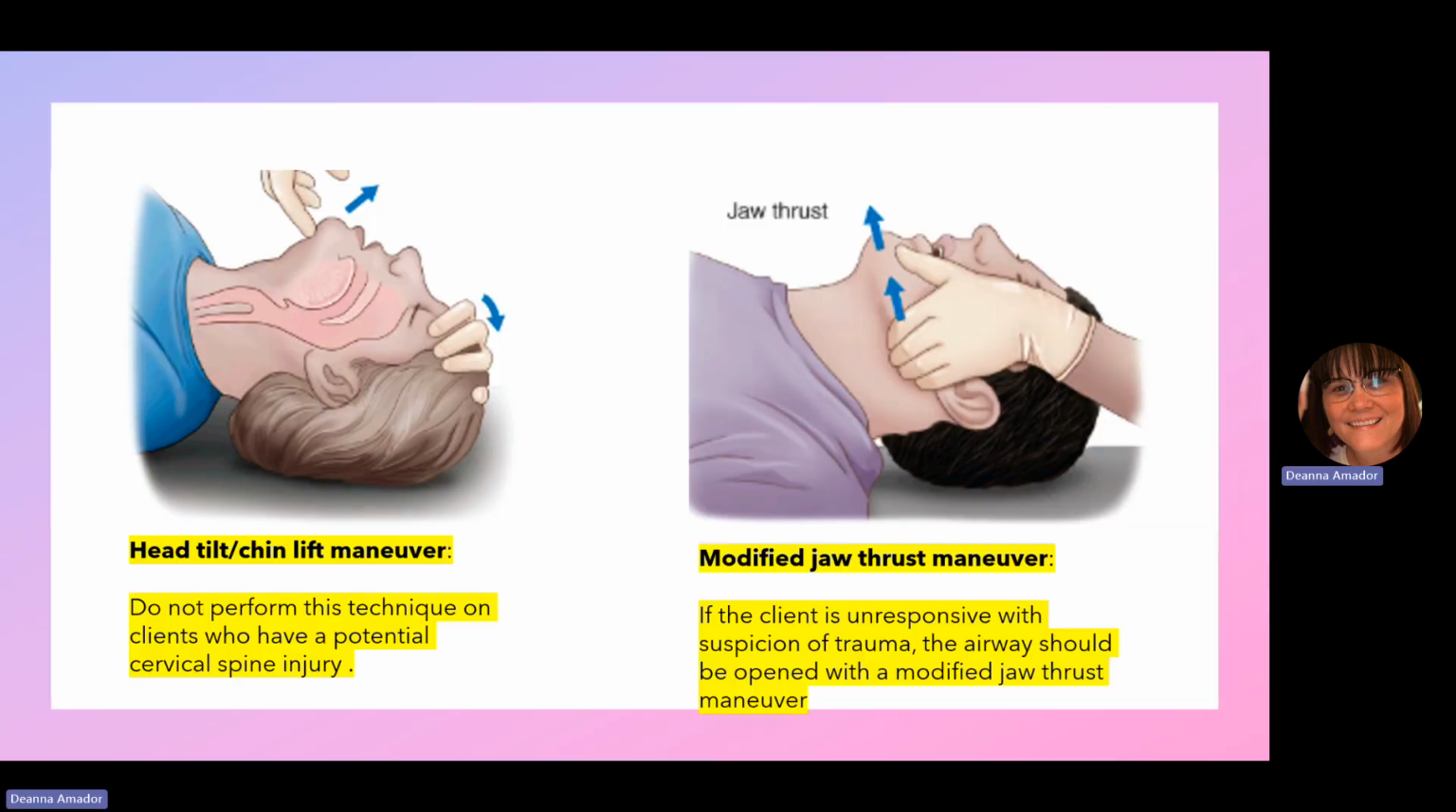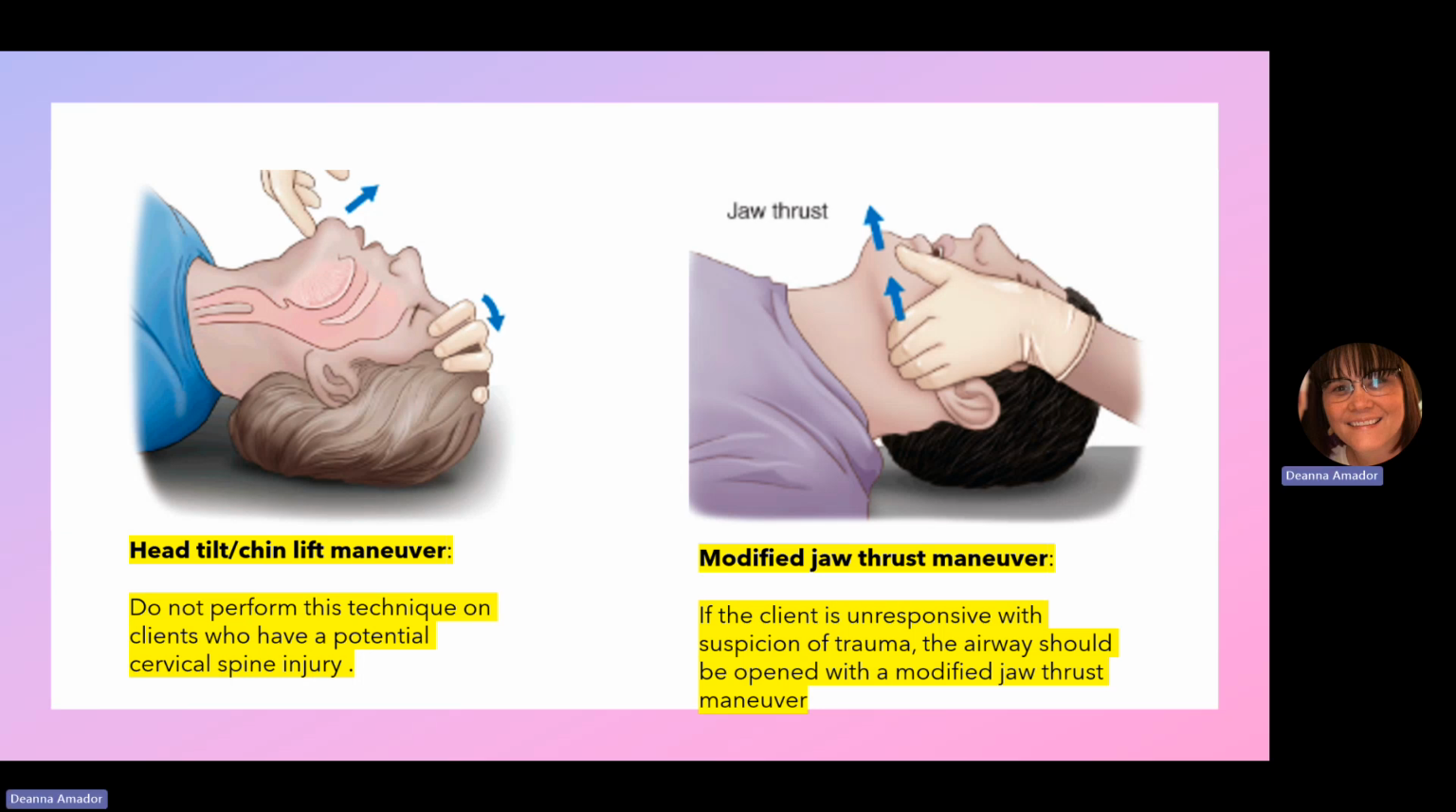Okay. The next slide shows the different maneuvers that you can do for obtaining an airway if you need to. The first one is the head tilt chin lift maneuver. In yellow, it says, do not perform this technique on clients who have a potential cervical spine injury. That speaks for itself because you're moving their head. If they have a C-spine injury or anything you would suspect could cause a C-spine injury, you absolutely do not do that.